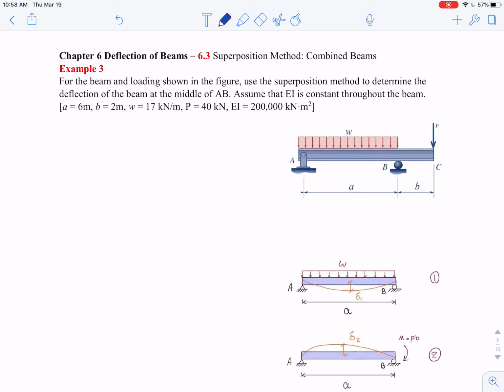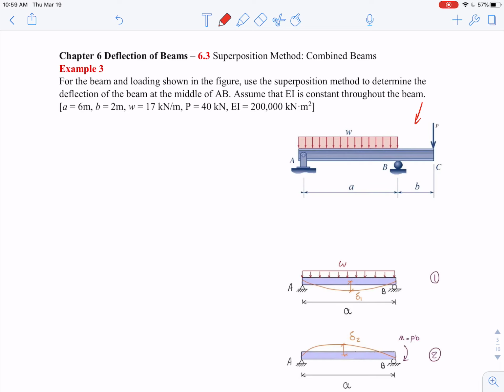In the previous two examples, we both calculated the deflection at the free end of the cantilever part. So example 3 will calculate the deflection of the beam at the middle of the simply supported part. In this example, the figure is shown here. The A, B values have been given, and the distributed load W is given.